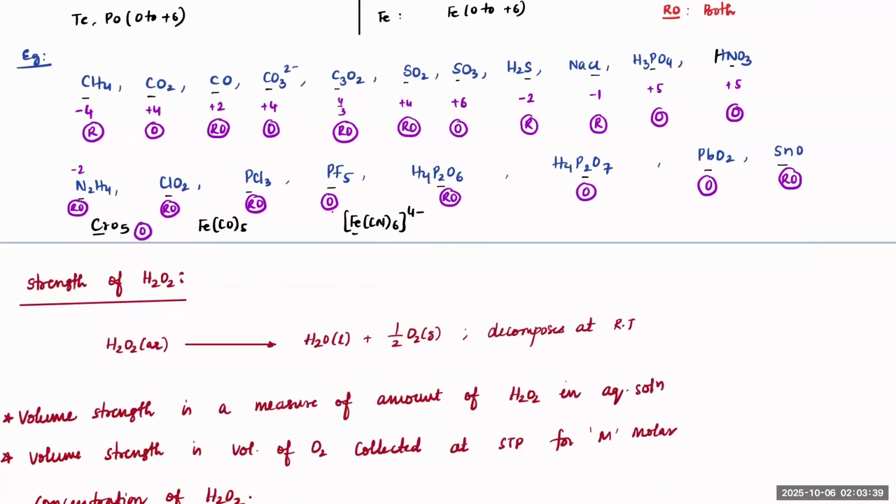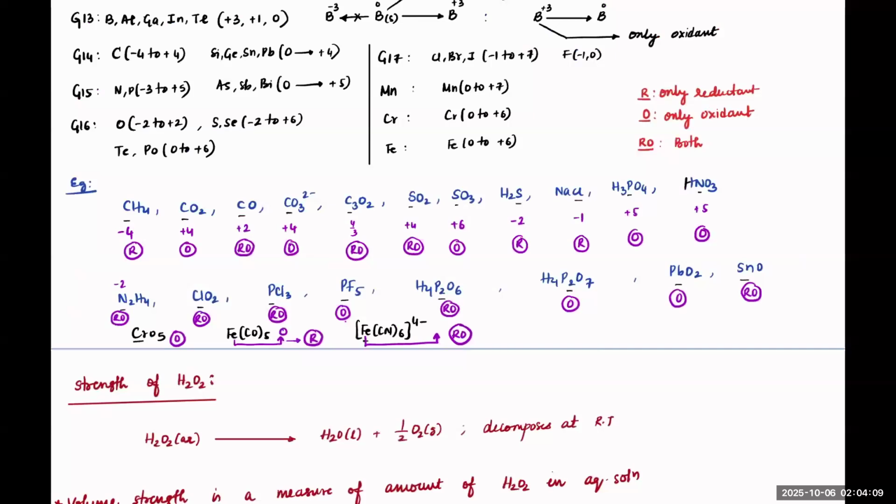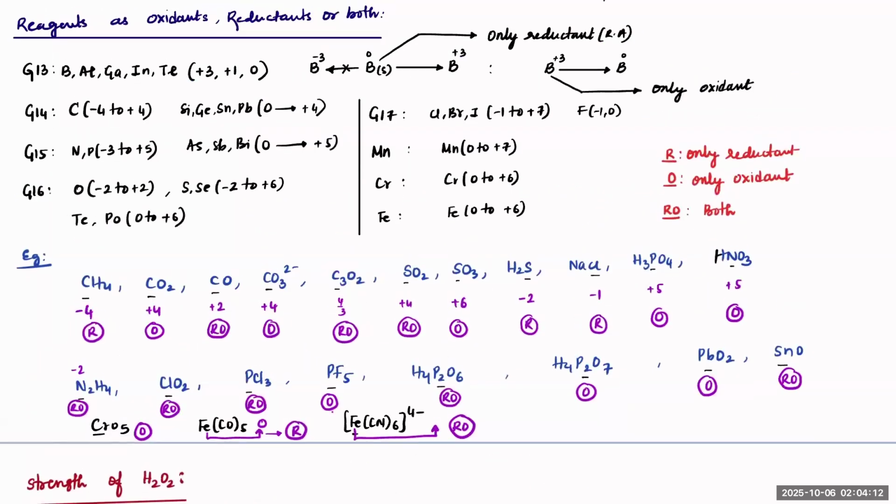Iron is 0. You can see it is in the 0 oxidation state because carbon monoxide is 0. So 0 oxidation state means it can only undergo oxidation and act like a reductant. Iron here is +2. +2 means RO. It can be reduced also, and it can get oxidized also. So could you repeat how we decide whether something can be RO? It should be somewhere in between their boundaries.